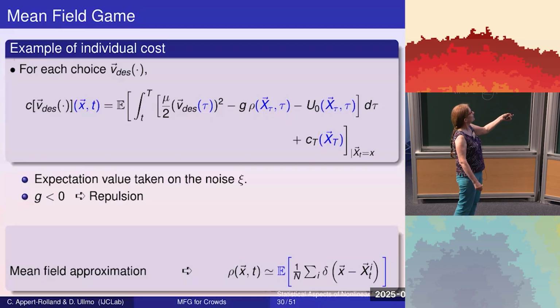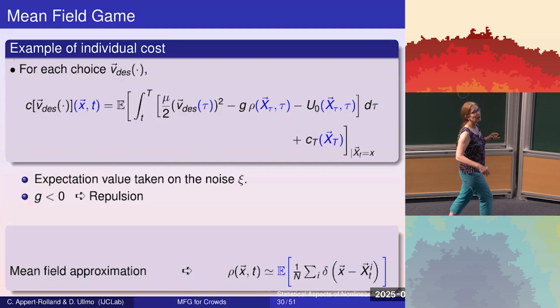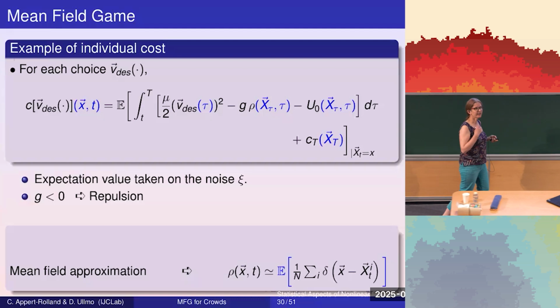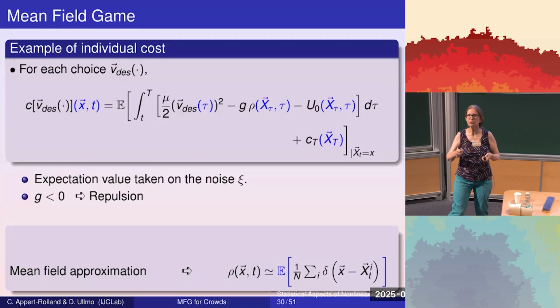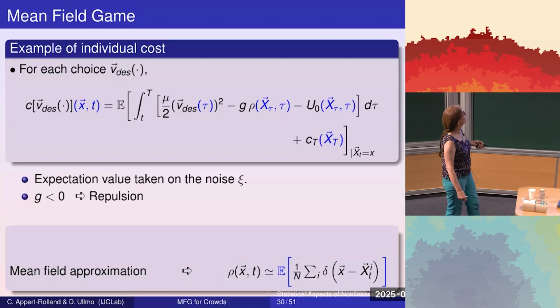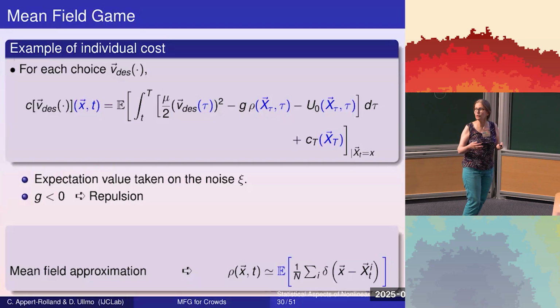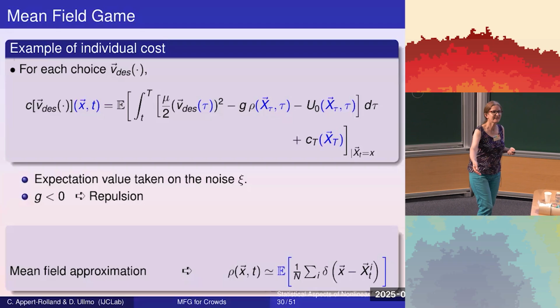And okay, for historical reasons, I would say G is negative. So it's a repulsion, so that people want to avoid high density regions. You have a potential. This is where you will model walls, or in our case, the cylinder. You can put a very high cost, and this prevents people from being in certain places. All this is a running cost integrated over time. And you can have a terminal cost. So for example, for an evacuation, you want to be outside at the end of the process.